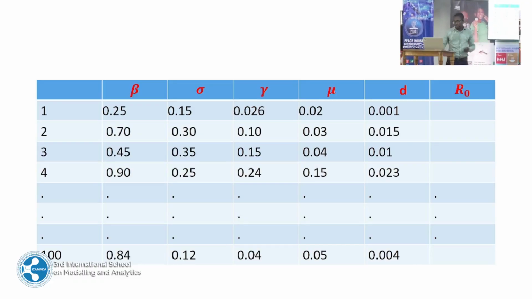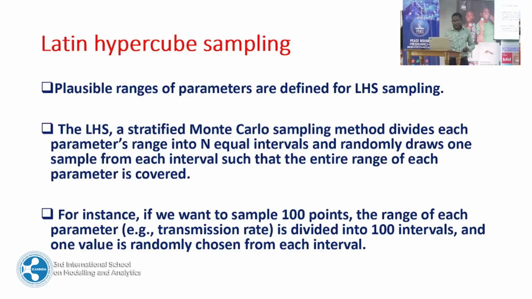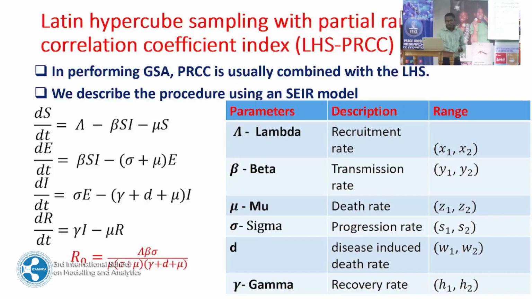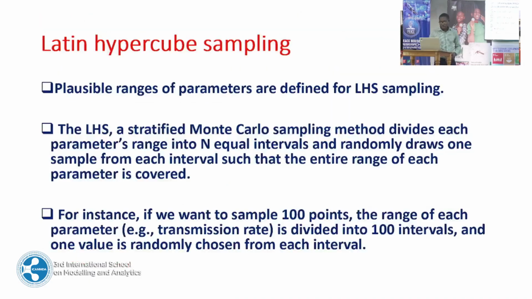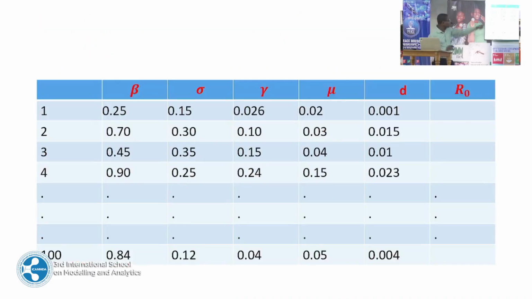Remember the formula. What's the expression for our R naught? Our R naught is what? Sigma, beta, lambda, beta, sigma. So you put in all those values, and then you can estimate your R naught with these values. So we have R naught values computed in a similar manner.